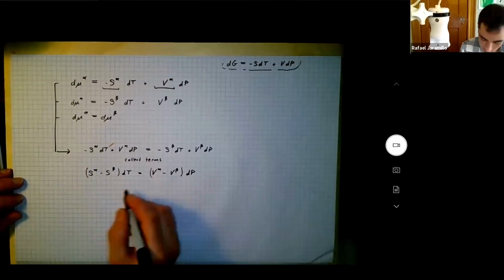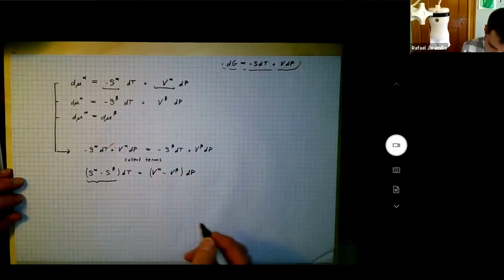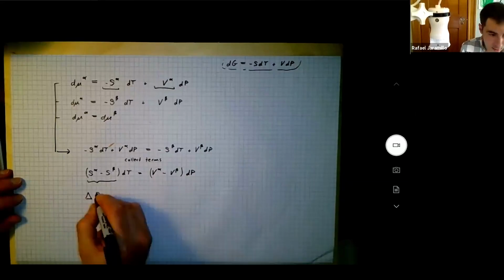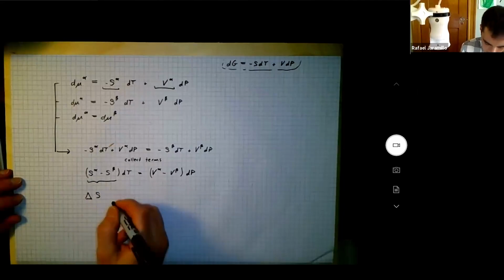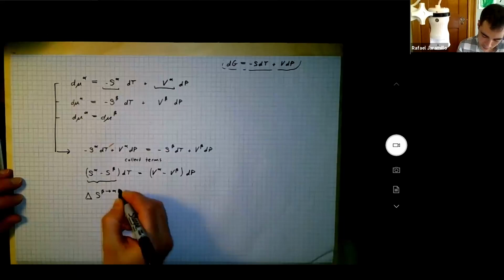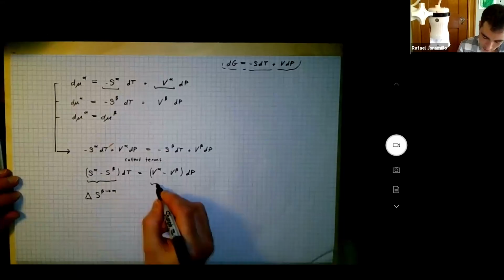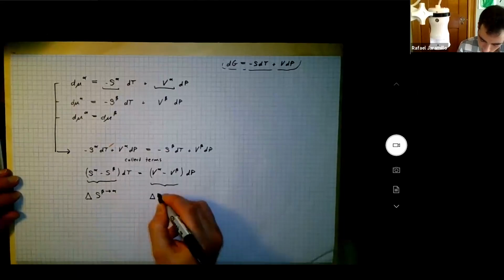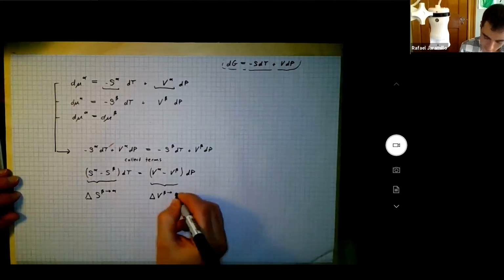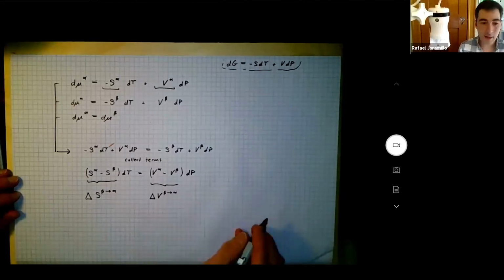And this is a transformation quantity. I hope that everyone watched the 3 Ds of thermodynamics. If you did, I hope you found it useful. So this is a transformation quantity. This is delta S, and this is delta V. As we go between phases beta to alpha, these are transformation quantities. And we're going to then divide through.